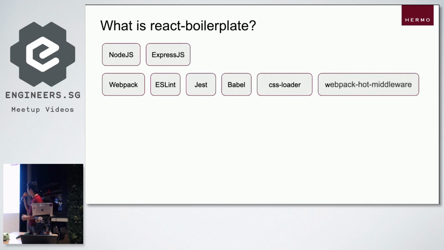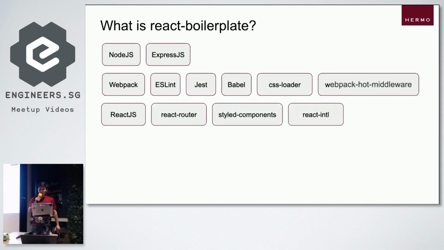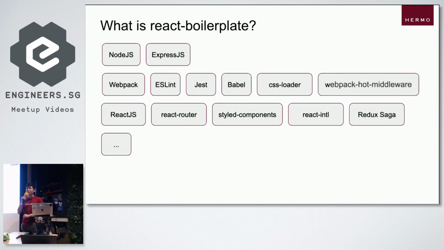They have ESLint, which is a linter for code checking. Then we have Jest for test-driven development. We have Babel for ES6 transpiling, CSS loader for loading CSS, and hot middleware for hot reload. And of course, React. Boilerplate has already set all of this up for you.